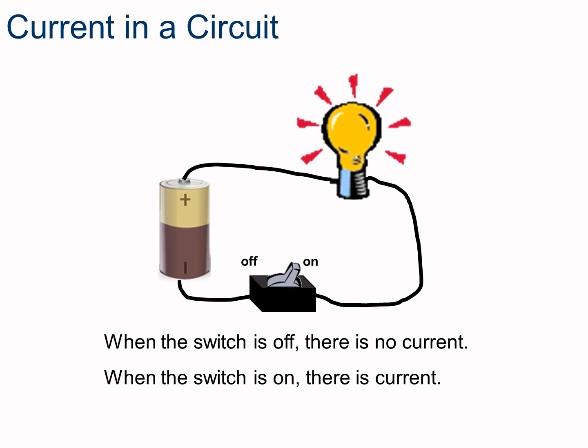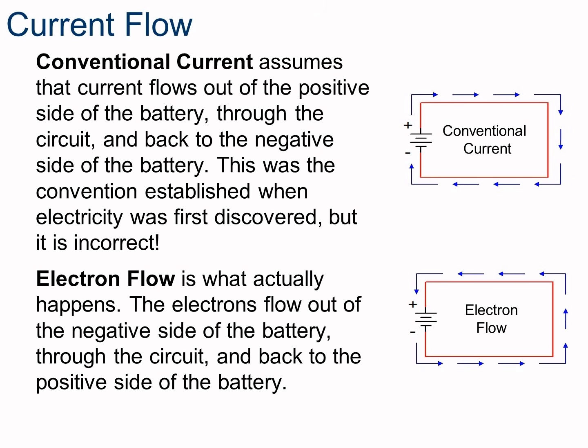But if we turn the switch on, bada bing, bada boom, we get light. And now there's a flow of charge in this circuit, moving around and around and around. And as it passes through this lamp, light is produced. And we're able to do work with that current flow. So what about current flow?